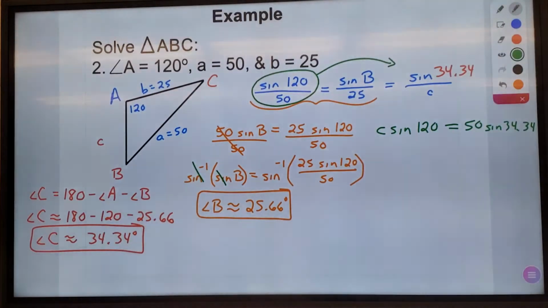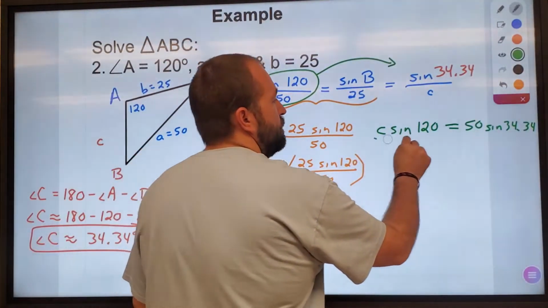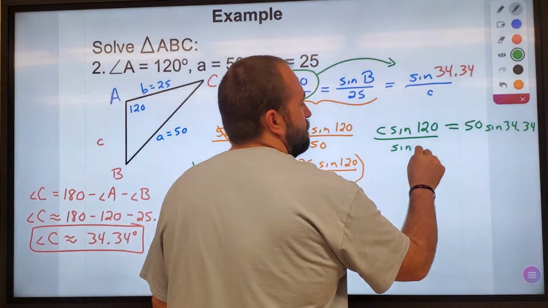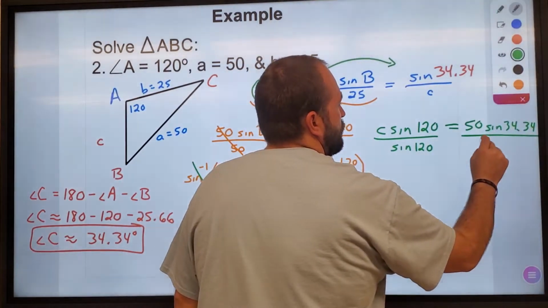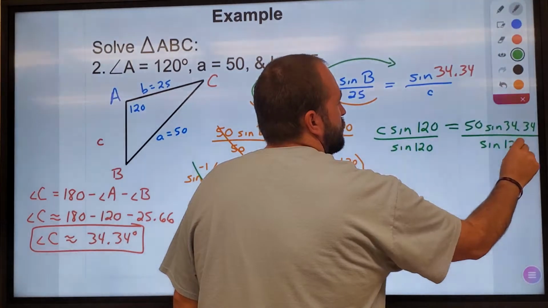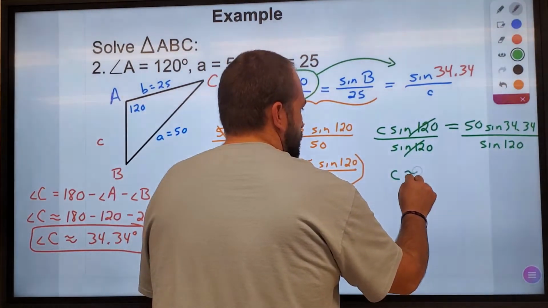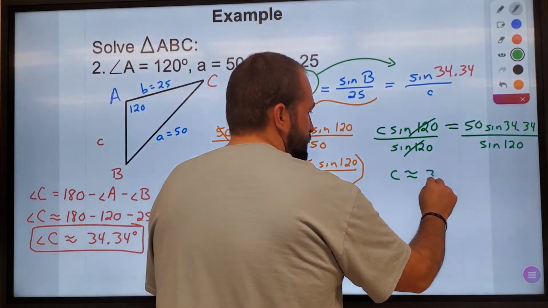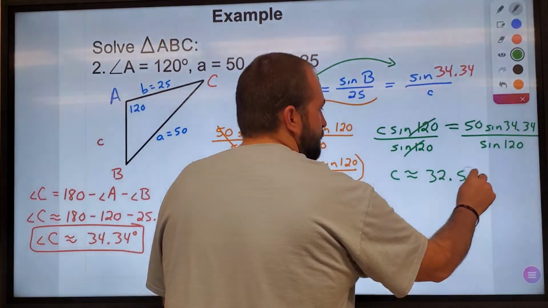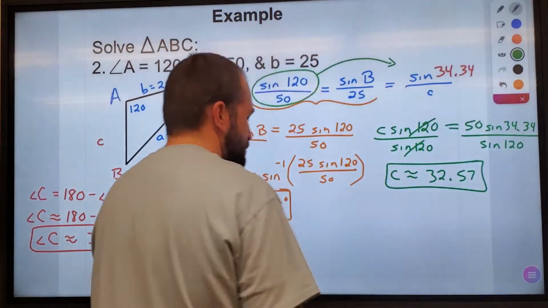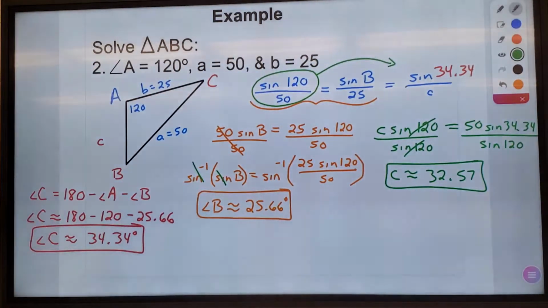And then here I'm going to divide both sides by sine of 120. Okay, these cancel out. That gives me C to be approximately 32.57. Again, 32.57. Okay, so 3 pieces of information missing, 3 pieces of information found.